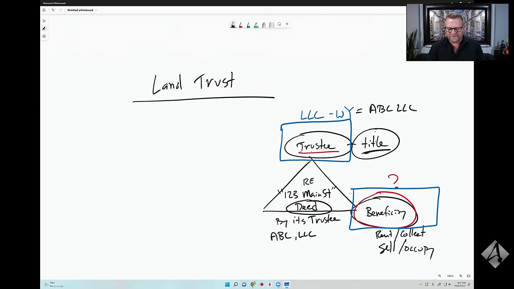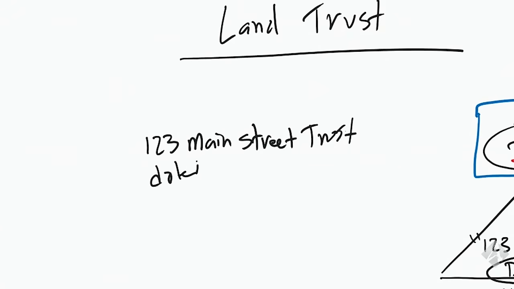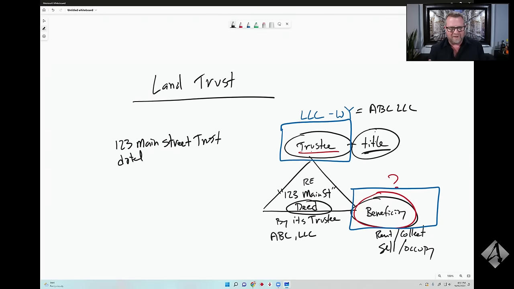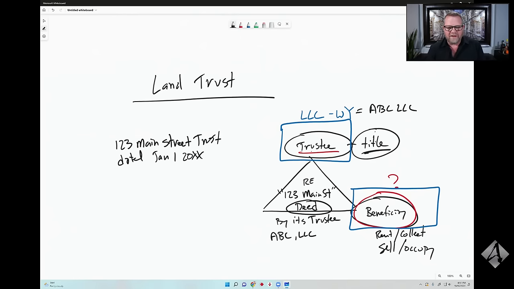So what ends up on title? I'll show you exactly what ends up on title. What ends up on title is the 123 Main Street Trust dated. I like to put the date in there so it separates it from any other Main Street Trust or 123 Main Street Trust. But let's just say it's January 1st of 20XX, whatever date you actually sign it.